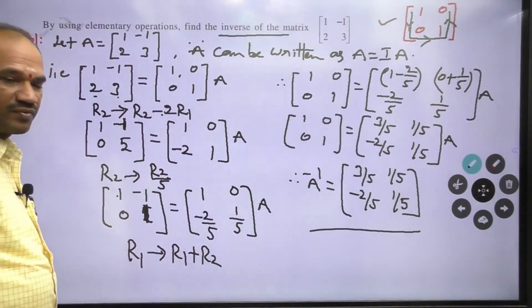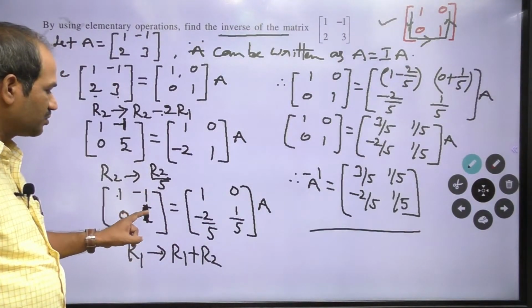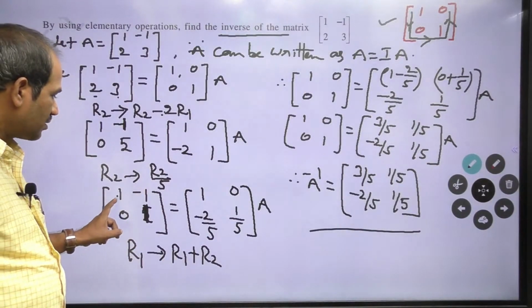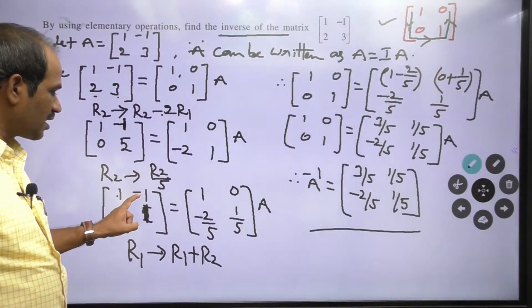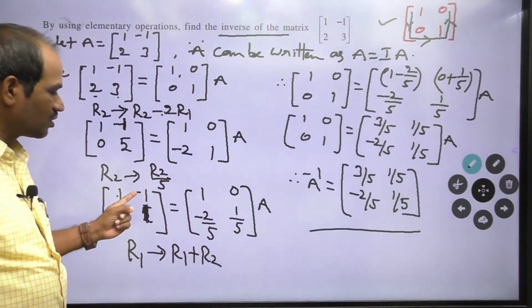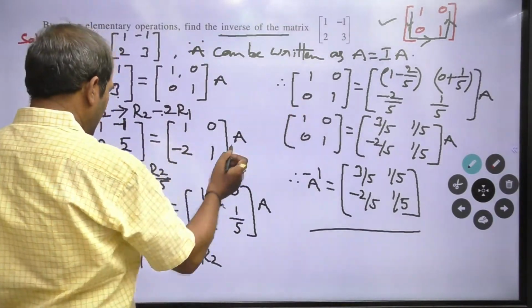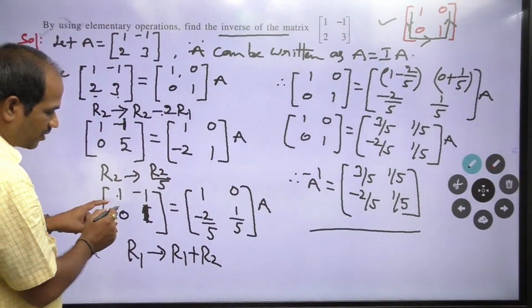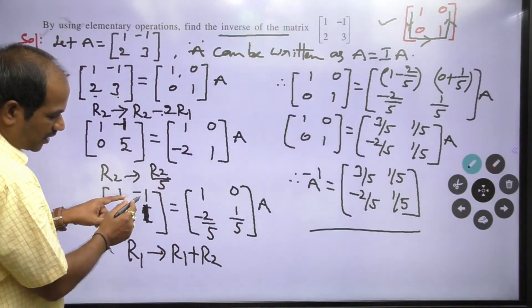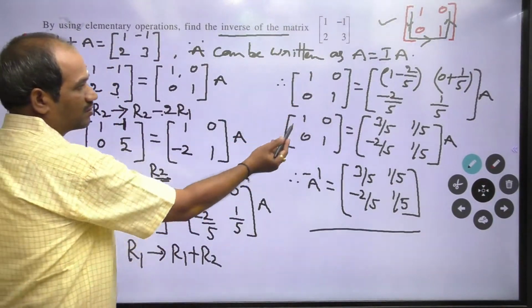Next, the element 1 needs to be converted into 0, so add these two: R1 goes to R1 plus R2. R1 changes: 1 plus 0 is 1, and next, minus 1 plus 1 is 0. R2 is the same, 0 1, no change.